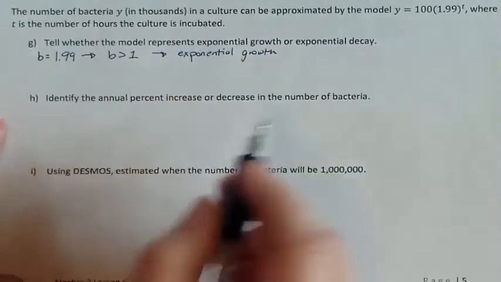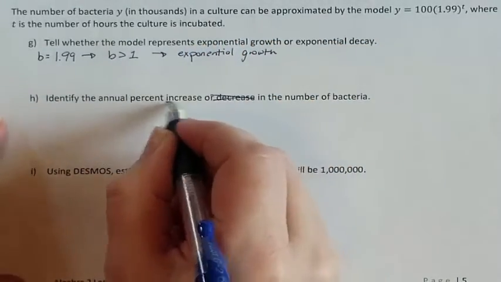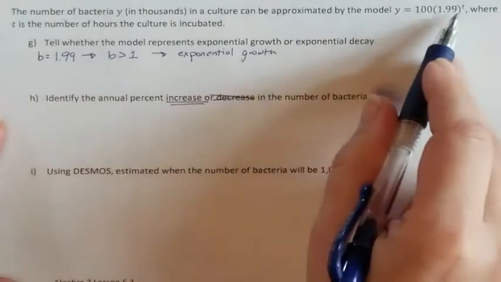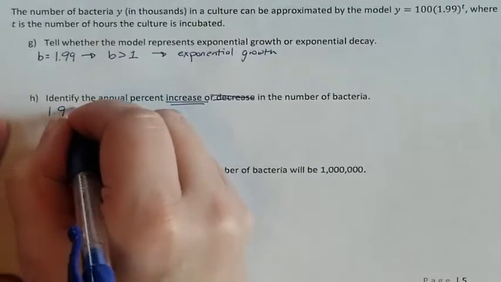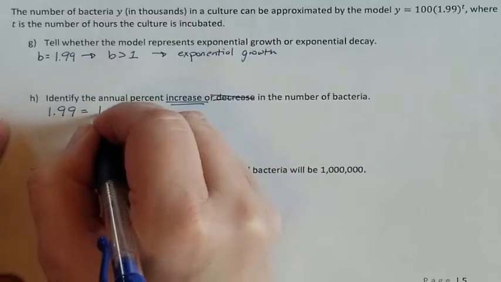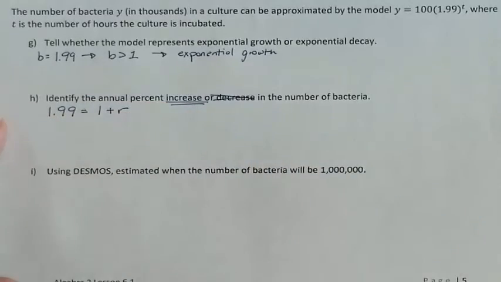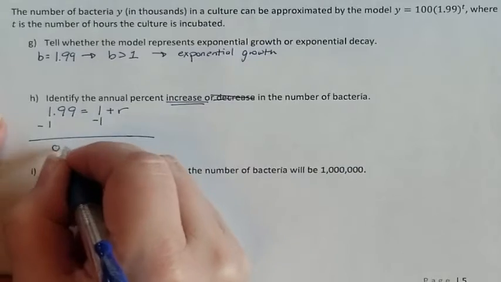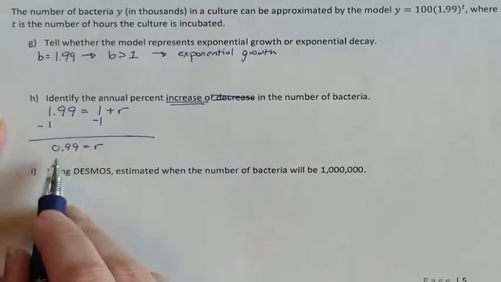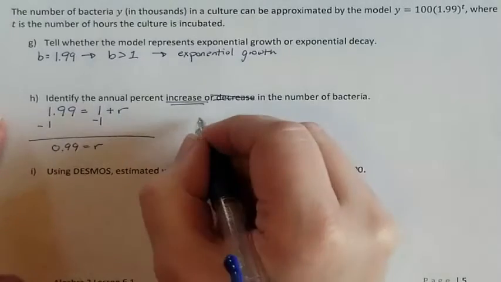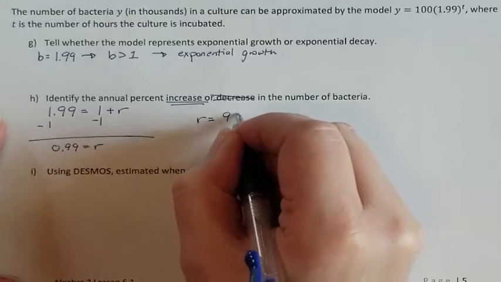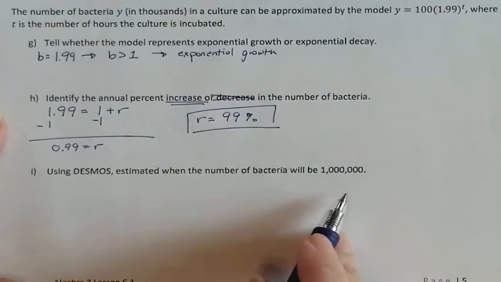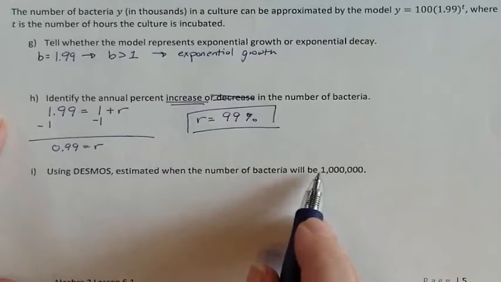So question number 2, I don't want the decrease. I need to know my annual percent increase. The annual percent increase is the value 1.99, but we know it's also the formula 1 plus R. So I need to solve for R. Subtract 1 from each side. I get R to be the decimal 0.99, but you need the percent. So this is 99%. So I need to use Desmos to find when the bacteria will be 1 million.